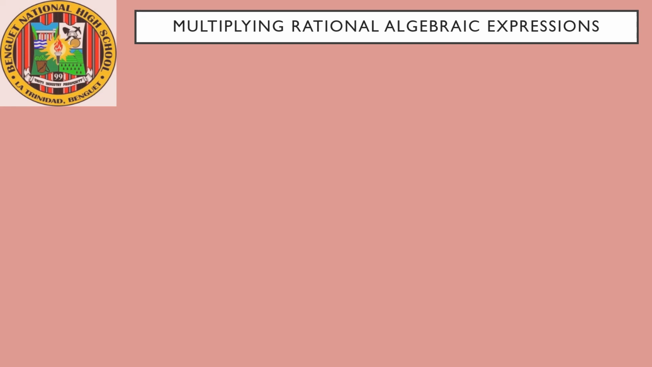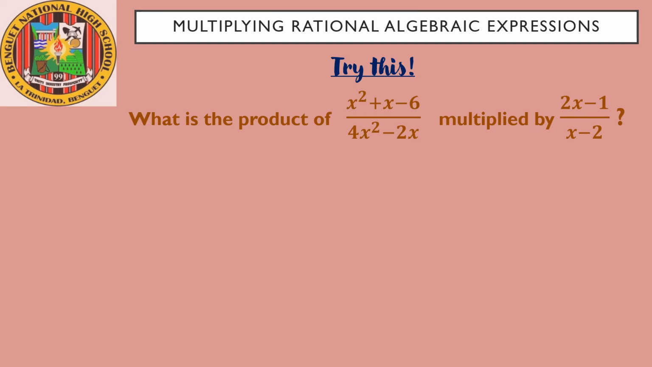To practice what you've learned, try solving this problem. What is the product of x squared plus x minus 6 over 4x squared minus 2x multiplied by 2x minus 1 over x minus 2? Pause this video and solve before we move to the answer.